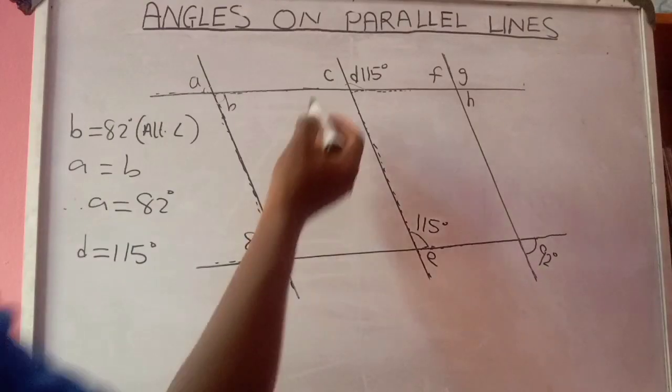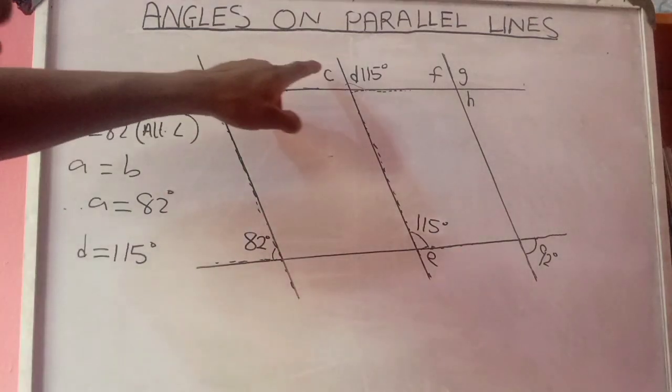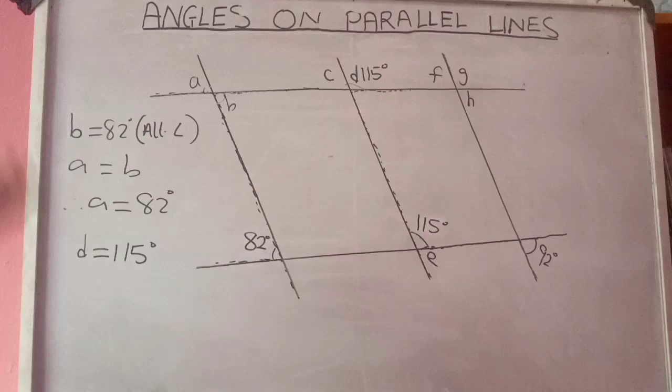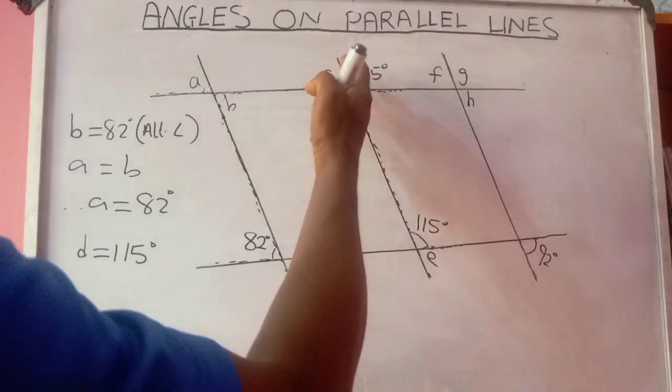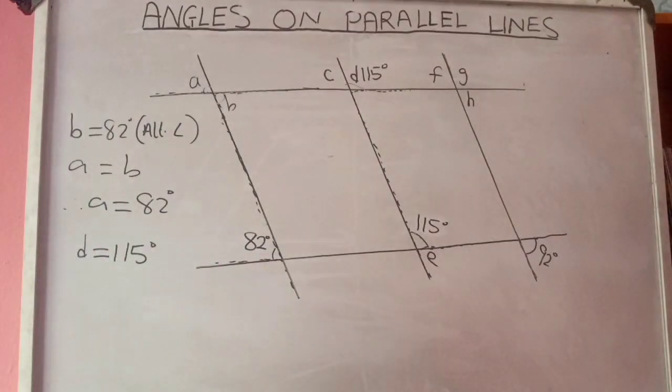So does C and E have something in common? Look at it and tell me. Pause the video and get a response to that. C and E, do they have any relationship, and what is the name? You can see E is at this side, C is at this side, so one can assume alternate angle, and that's exactly what it is.